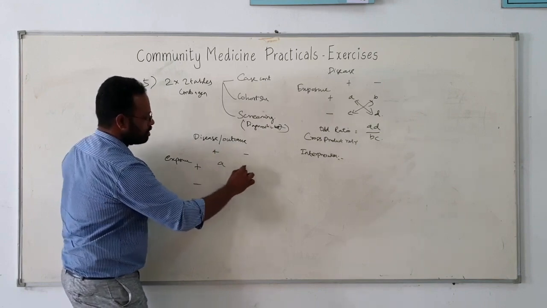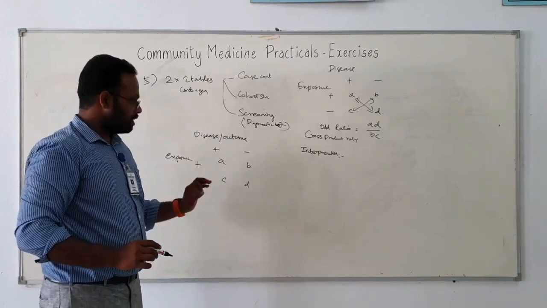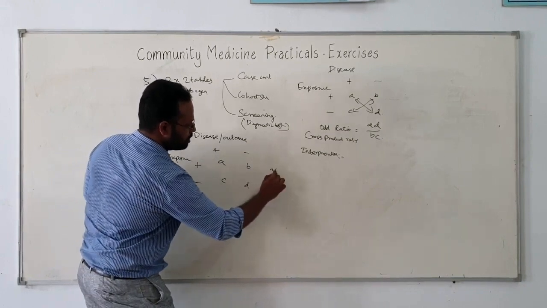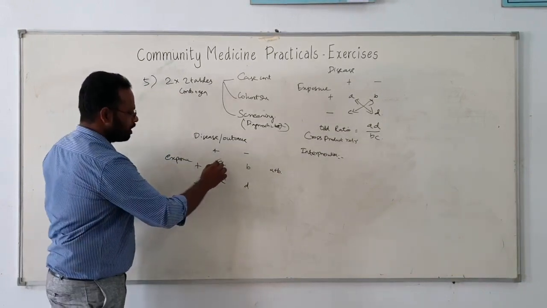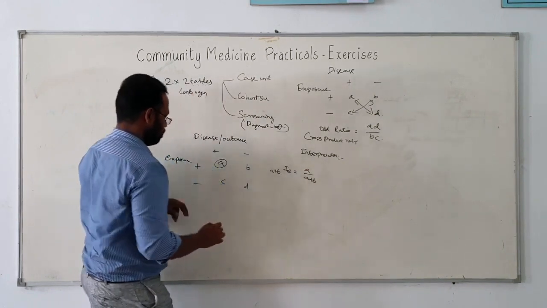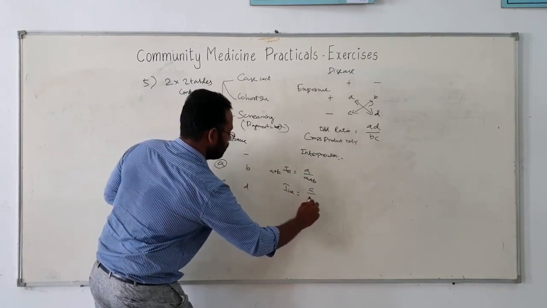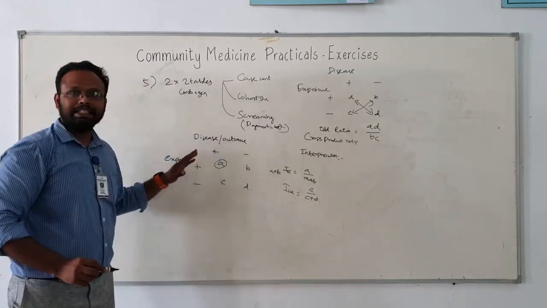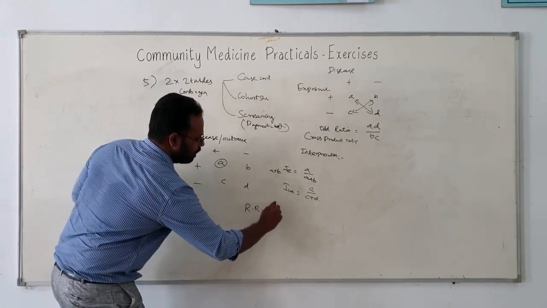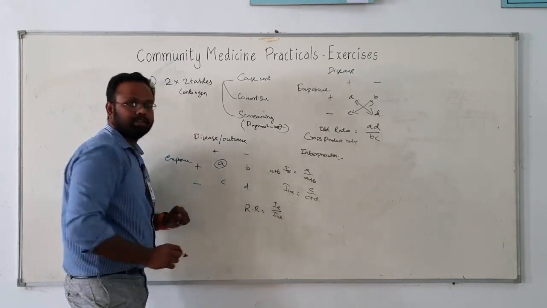So you have values like this A, B, C. What you can calculate is incidence. That is incidence among the exposed. These are all the exposed group. Incidence among the exposed is A by A plus B. Incidence among unexposed is C by C plus D. This is incidence. Now, relative risk is given by the formula incidence among exposed divided by incidence among unexposed.